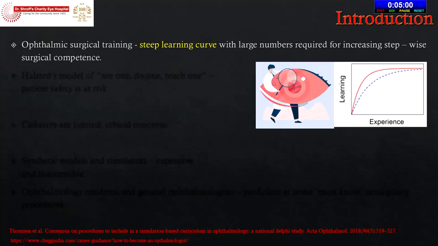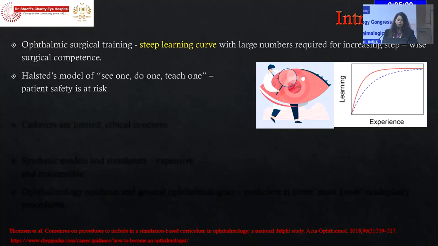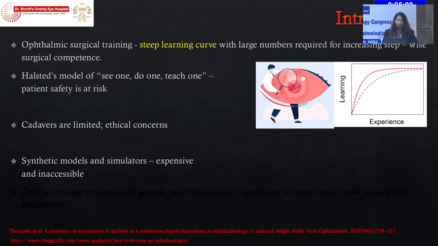We all know that ophthalmic surgical training has a very steep learning curve, and we require large numbers for increasing stepwise surgical competence. We had Halstead's model, from Johns Hopkins, who said see one, do one, teach one. But here patient safety is at risk. There are cadavers, but they are limited and bound by ethical concerns. And we have synthetic models and simulators, but they can be expensive and inaccessible.